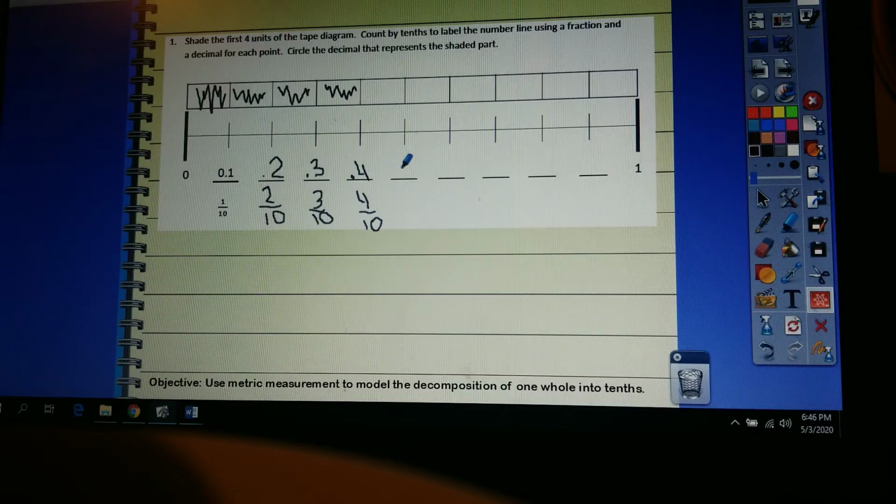And then after 4/10, we would have 5/10, and then we would have 6/10, and then 7/10, and then 8/10, 9/10, and 10/10, which would be when we have 10/10, it would equal 1 whole, right? We know that from our fractions. 10/10 would equal 1 whole, okay?